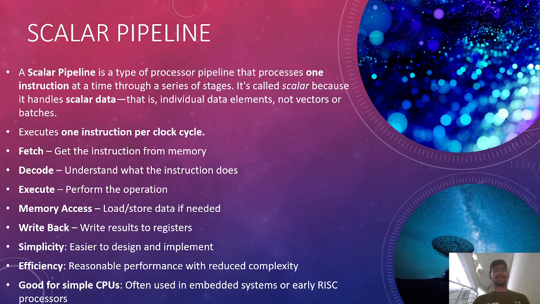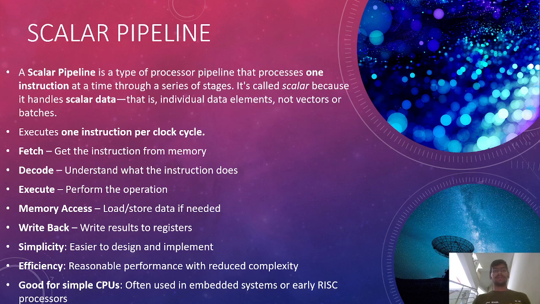The major steps in a scalar pipeline are fetch, decode, execute, memory access, and write back. Fetch: when we get the instruction from the memory, it's called fetch. Decode: decode means to understand the instruction, and then we execute the instruction that was understood. Then we access the memory, from where we actually load or store the data. And we also write back, that is, the write operation.